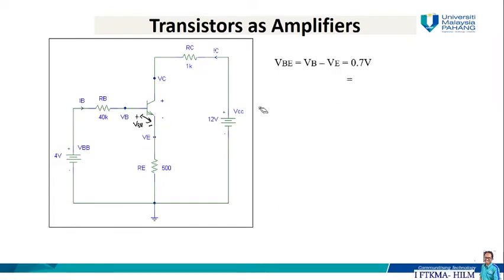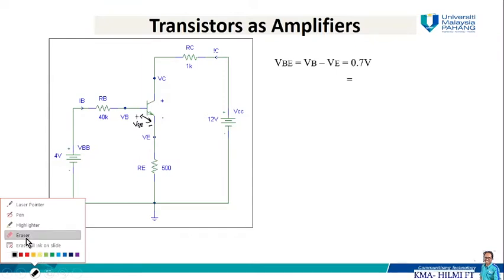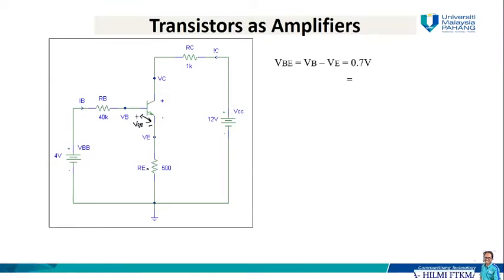So we are going to start with finding VBE. VB minus VE, we are going to get 0.7 volt. And then we are going to find the current IB at the base. We can use Ohm's law, VBB minus VB over RB. So this is from the nodal analysis, equal to 4 minus 2 over 40 kilo ohm, and we should get the value for the current IB is 50 microamp.